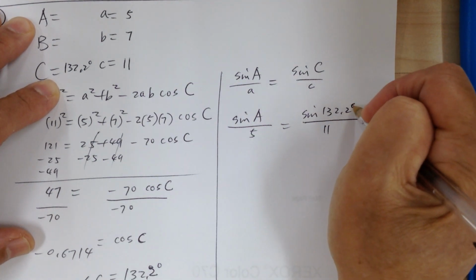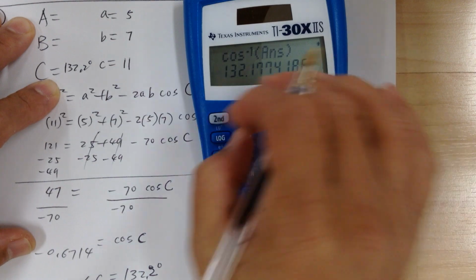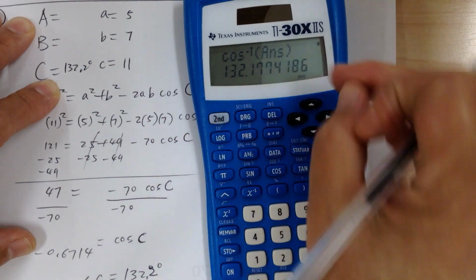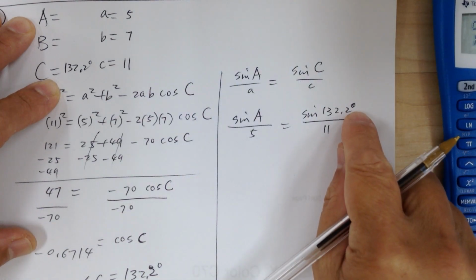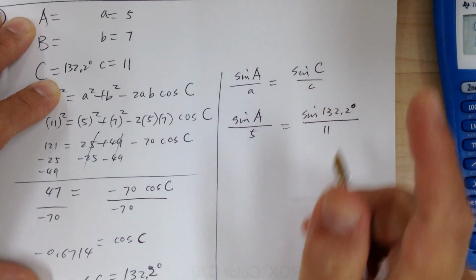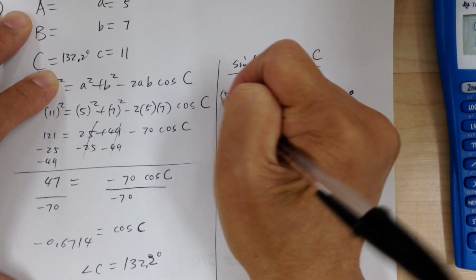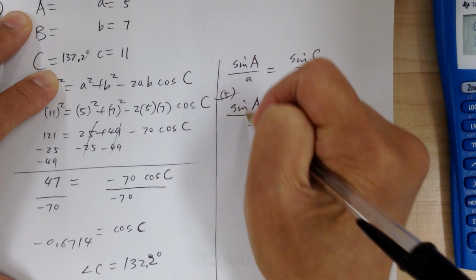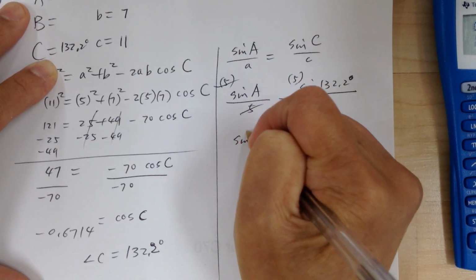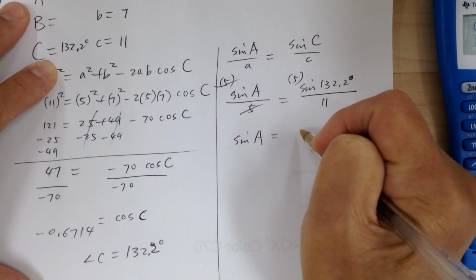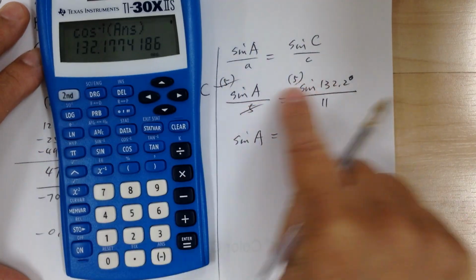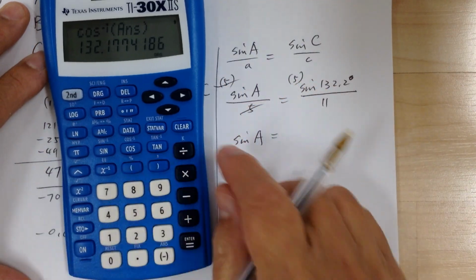Now your answer might be off by just a little bit. That's okay, because it depends on your rounding and on what number you enter. The last digit may be off by just a little bit, and that's okay. Multiply by 5 on each side, so this will cancel out. So I get sine A equals, okay, I'm going to get my calculator. I want to work this part out.